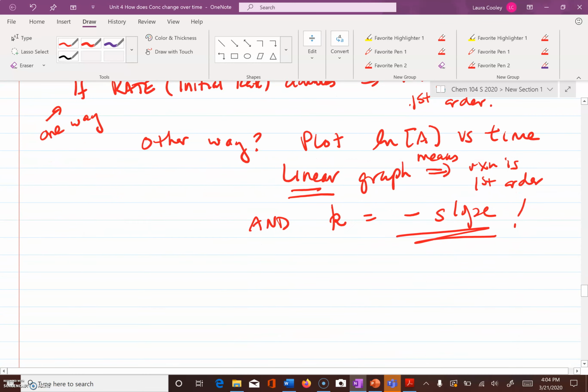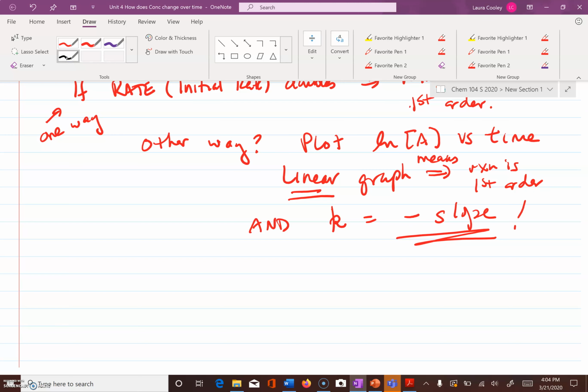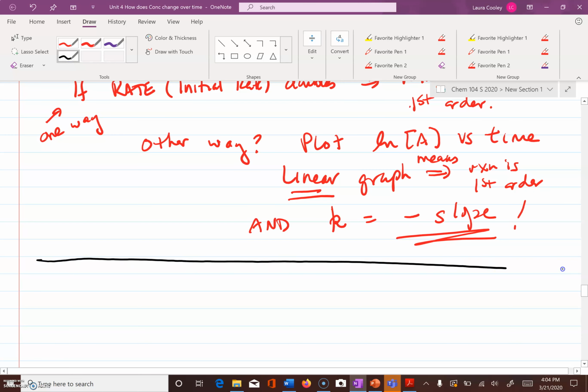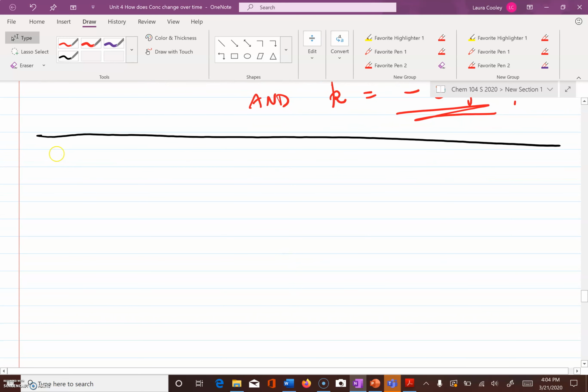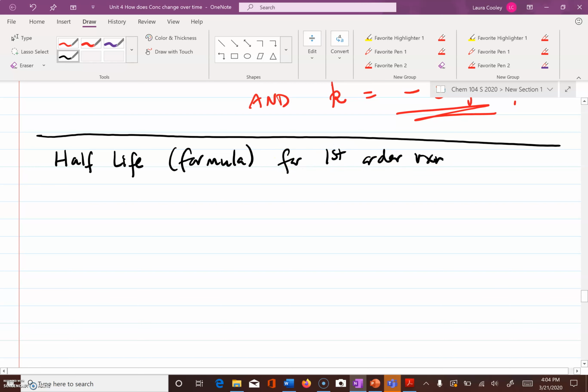So let me talk a little bit about half-life, because I gave you a little introduction to what it means, but we can actually use the equation that we know for first order reactions to figure out the half-life. And so we're going to get a formula for it for a first order reaction. Okay, so remember what the half-life is. This is the time it takes for the concentration of a reactant to decrease.